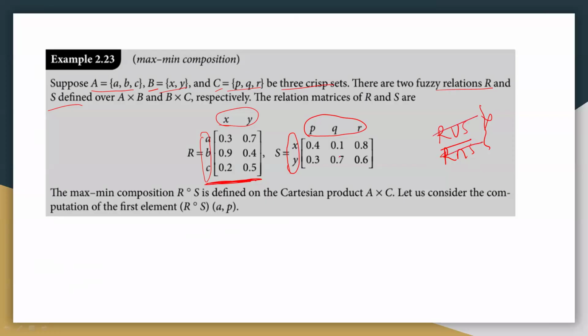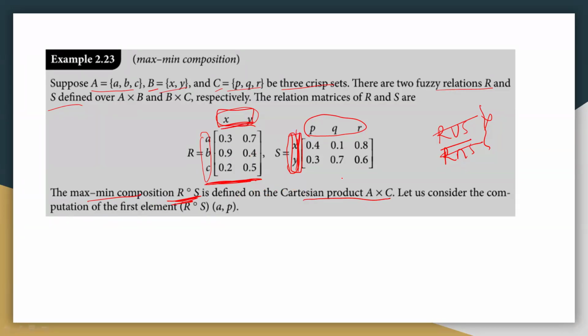But this is finding out the composition where you have a common entity, that is this particular set B, which is a common factor in both the relations. So when the number of columns here and the number of rows here are the same size, then we'll be able to find the composition of this. Okay. So we have to find the composition of R composition S, that is a max-min composition, which is defined on the Cartesian product A cross C, sorry. So the entire thing is defined.